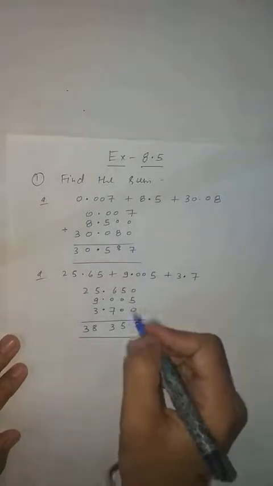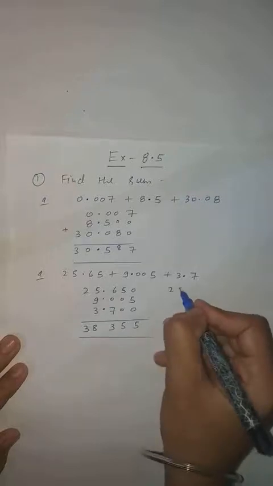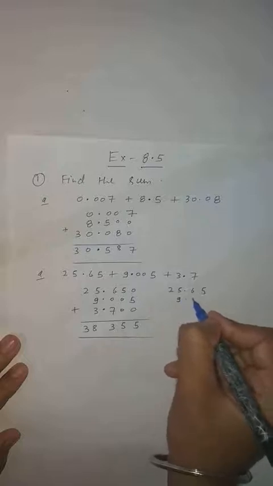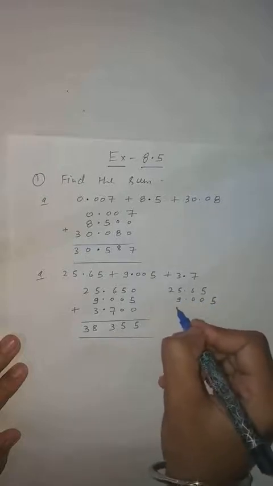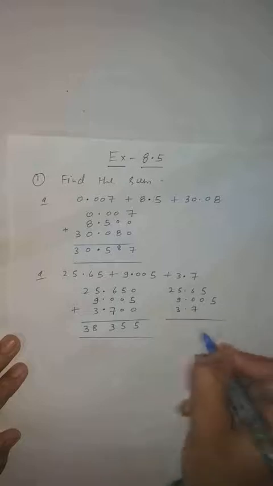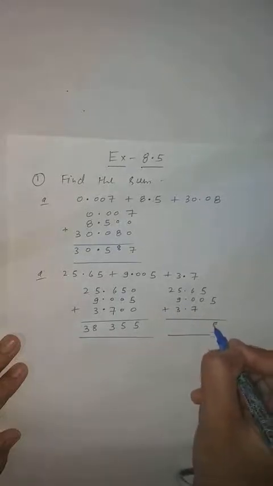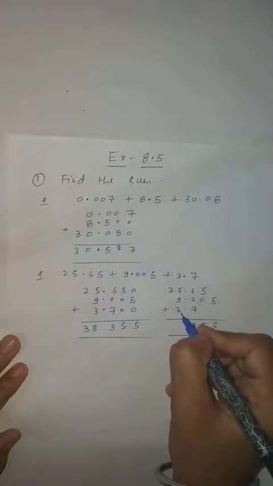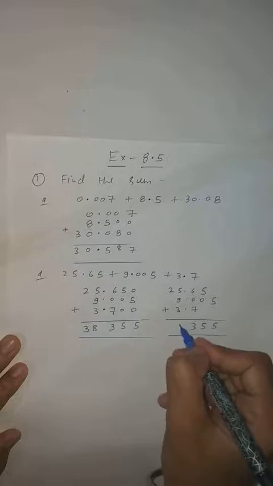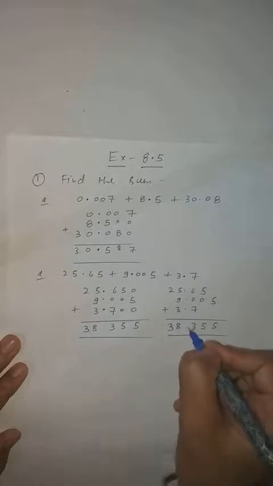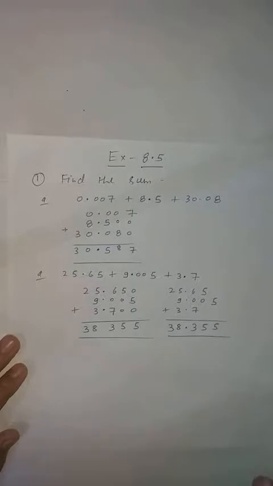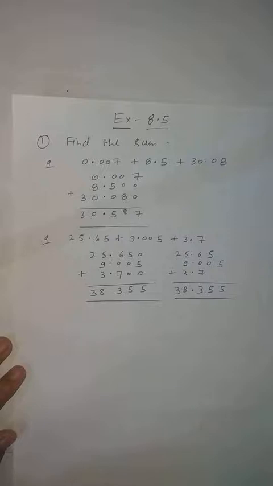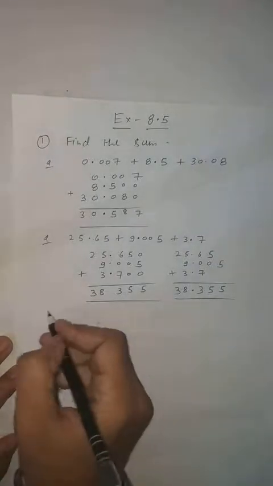And again if you don't want to increase zeros, you can also add 25.65, then 9.005, then 3.7. Again you can check whether the answer is the same or different. So 5, then again 5, 7 plus 6 is 13, 9 plus 3 is 12, 12 plus 5 is 17, plus 1 is 18, and 2 plus 1 is 3, and here you will put the decimal. So the answer is the same. Clear student? It depends on you which method you are going to apply. Clear? Okay, now come to question number 2.